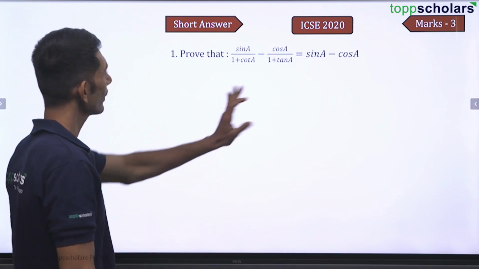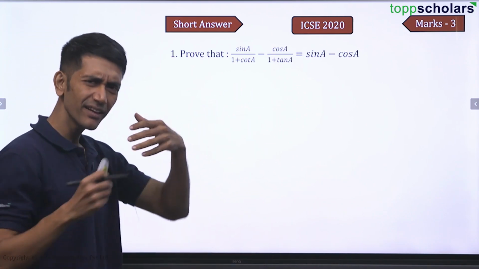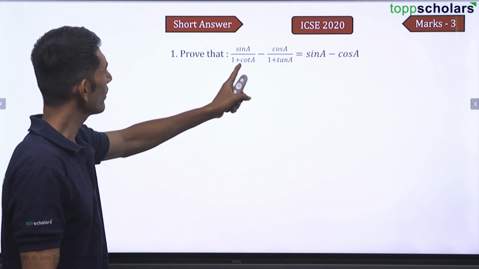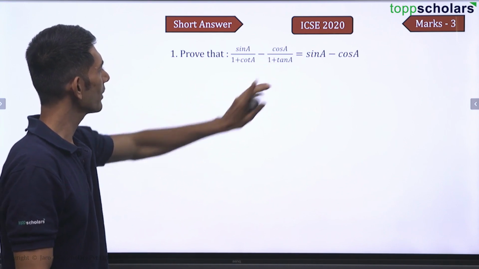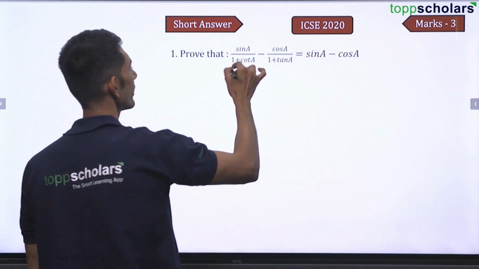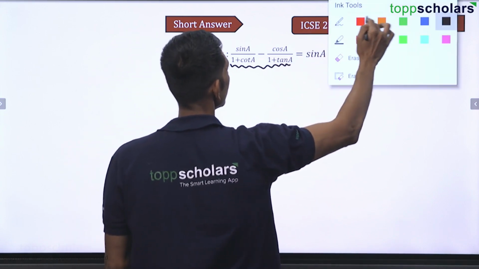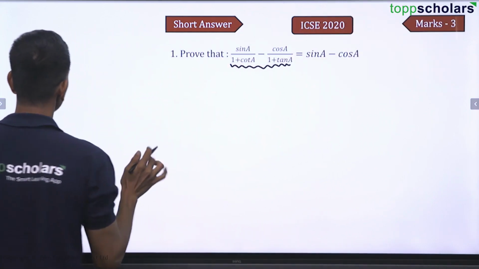Okay, now the question says, prove that. Again a very simple question. See, convert everything in sin and cos. Sin a by 1 plus cot a minus cos a by 1 plus tan a is equal to sin a minus cos a. Just focus on the left hand side. You begin with the left hand side. Ultimately you are going to reach the right hand side.